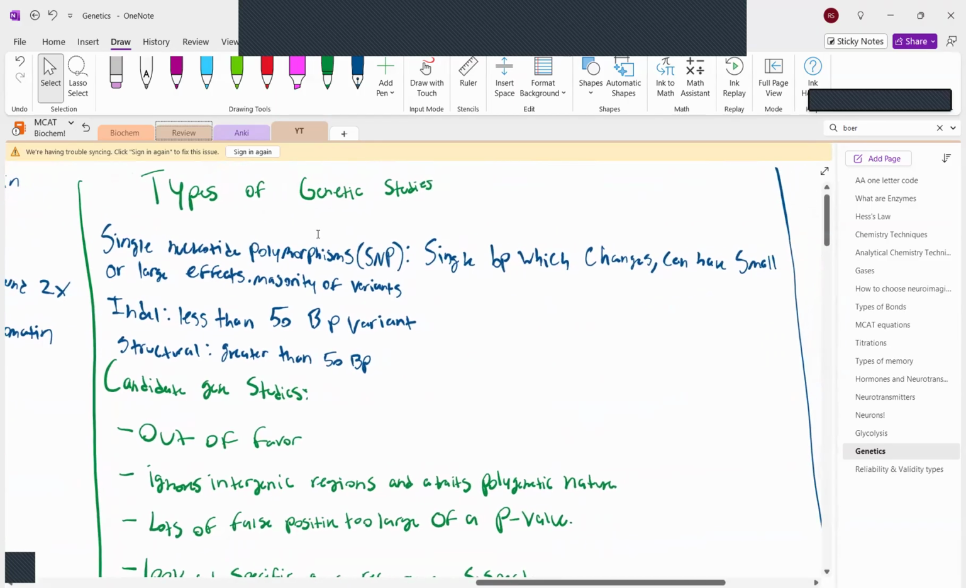So I want to talk about the types of genetic studies. This is not imperative for the MCAT; I just think these types of studies are interesting. But first I want to talk about the different types of variants on a broader scale.